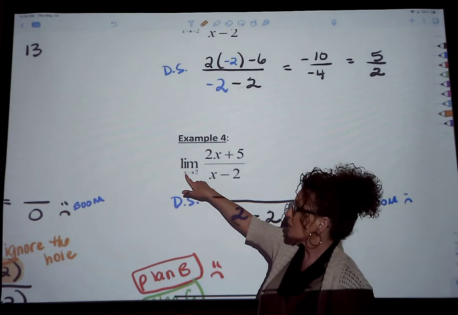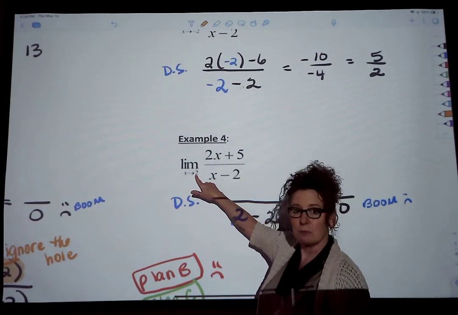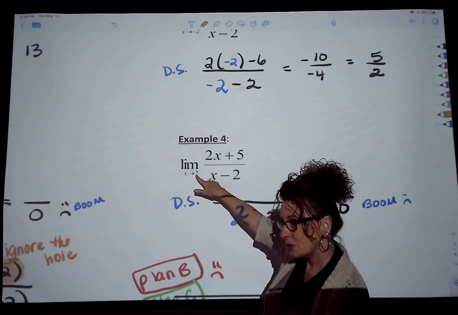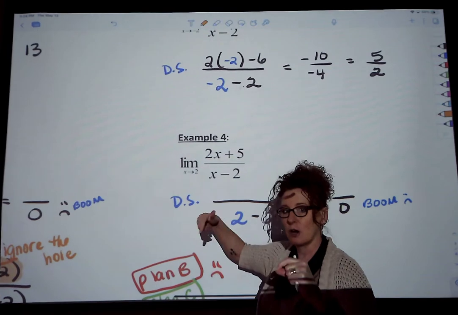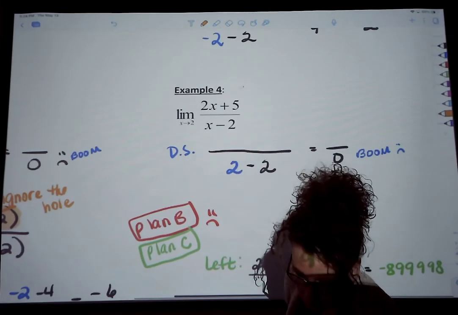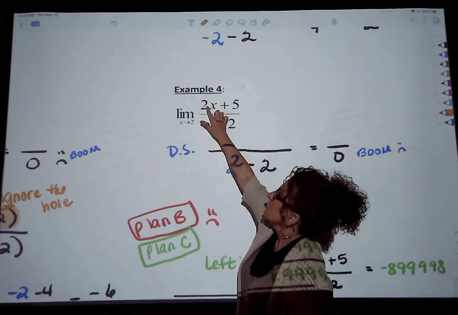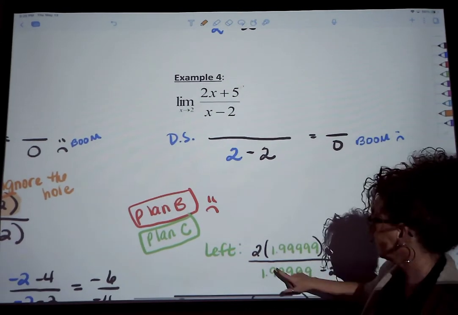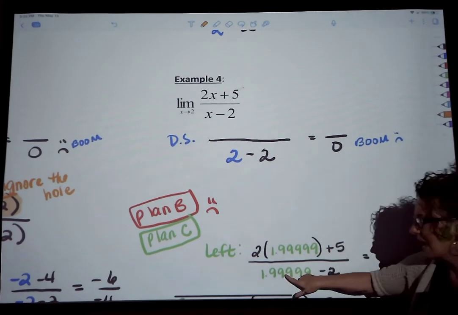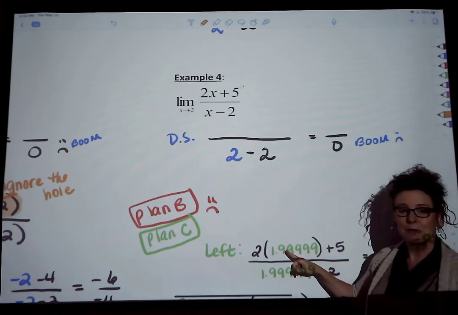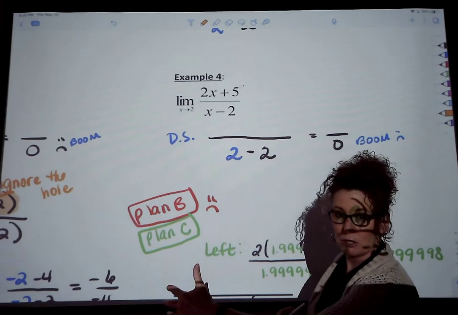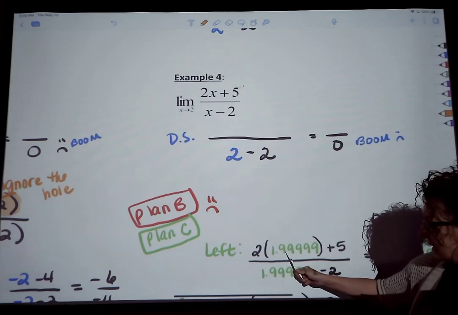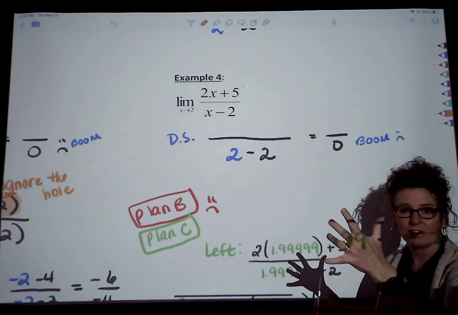Okay, on to Plan C. Plan C says, look at what we're getting close to. Think of numbers super close to 2, a little smaller than 2, a little bigger than 2. We have to look on both sides. So here's what I do. I take the function 2x plus 5 over x minus 2. I sub in a number just below 2. Super close to it, but just below it. So I subbed in 1.99999. I used 5 nines.